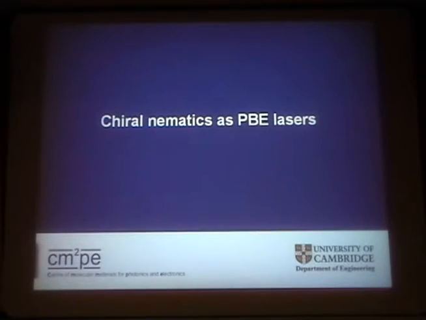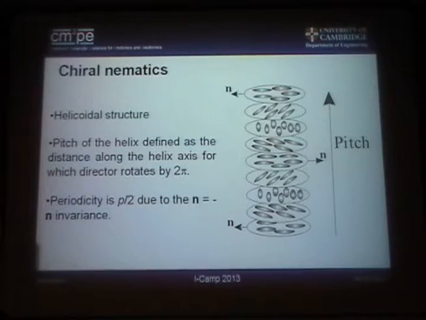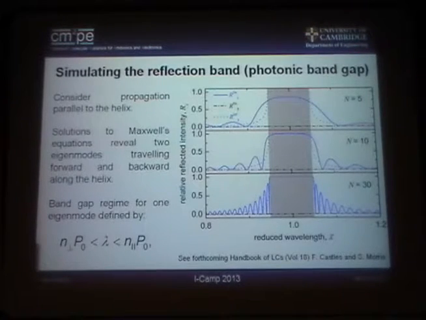So, chiral nematics as photonic band edge lasers. I won't go over this, Harry's already introduced chiral nematics. But just two things I want to point out: the important length scale here is actually the pitch divided by 2. The pitch being, of course, the distance along the helix axis over which the director rotates by 360 degrees. But because of the n is minus n invariance of the director, the periodicity of these structures is only half the pitch. So that's the important length scale, that's what really defines our band structure and also where our emission wavelengths are going to be.